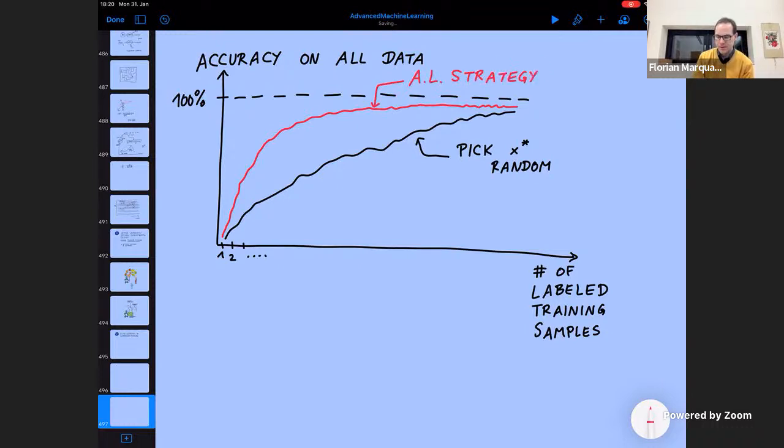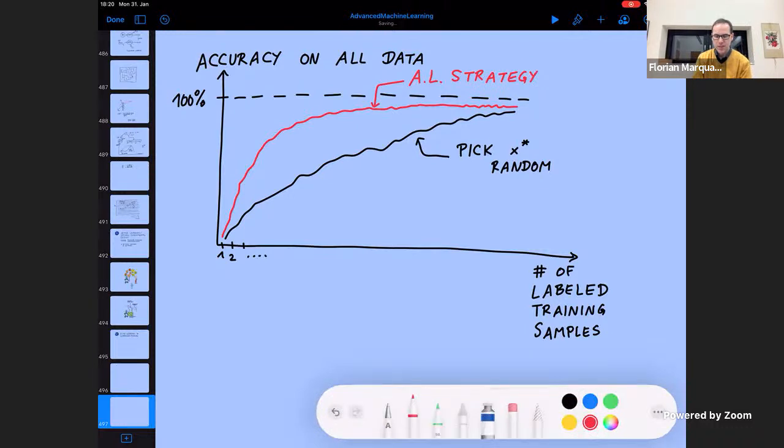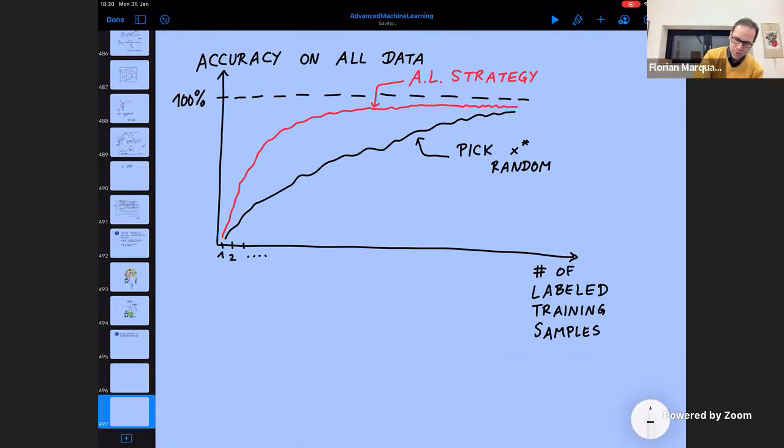And so you can then look at this in several ways. You can say, I want to invest a certain number of training samples, which is not too big because they are expensive to label. And I go up to here and then I see there's a big difference between the two strategies. Or you could say, no, I want to reach a certain accuracy level because I want to be reliable. And I ask how many training samples I needed for this. So I could say, this accuracy level is good enough. And then the active learning strategy would already hit that level here, whereas the random strategy would hit it much later. So these are the two ways you can look at this.